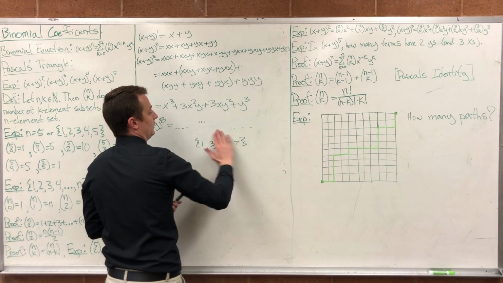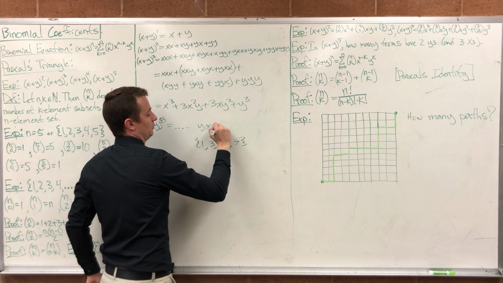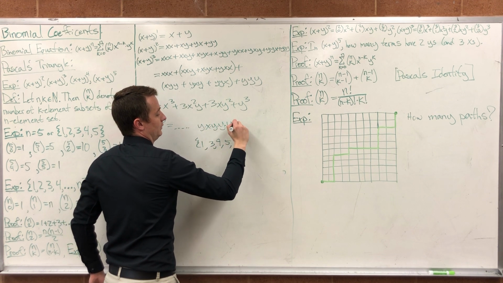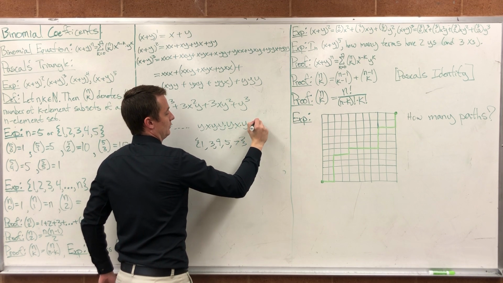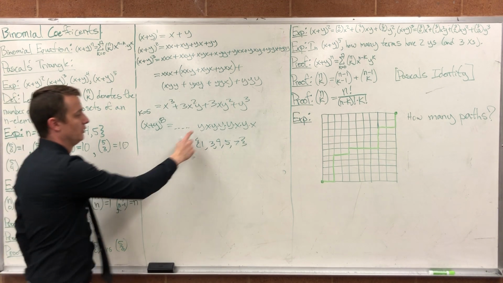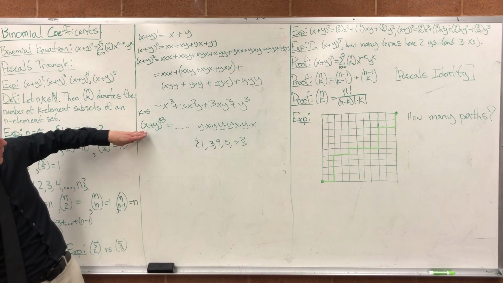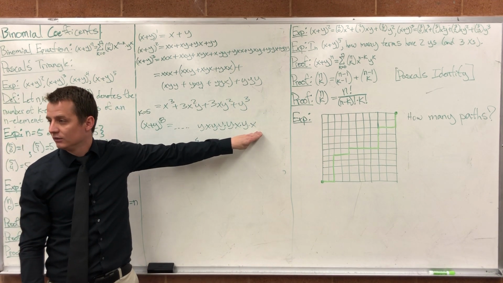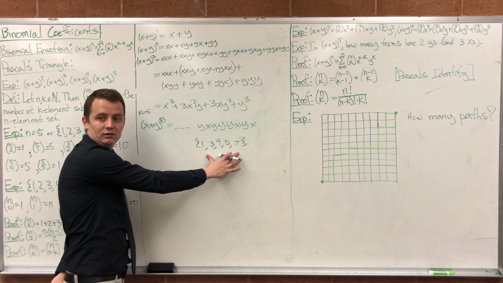So this would be one of the terms that eventually came out. It's going to be y times x times y times y times y times x times y. Am I missing an x? Times x. Right? 1, 2, 3, 4, 5, 6, 7, 8. Okay. So if we were to expand this out, this would have been one of the terms in there. Right? Which corresponds to this set.